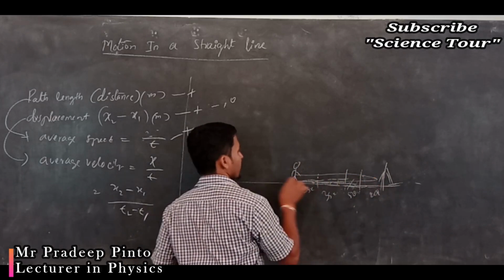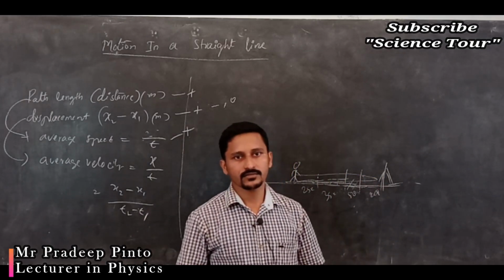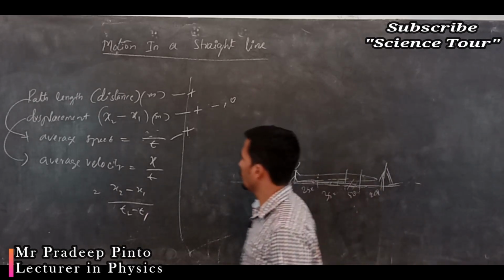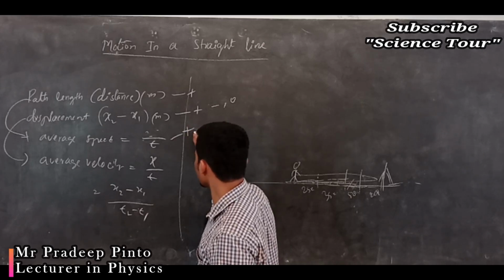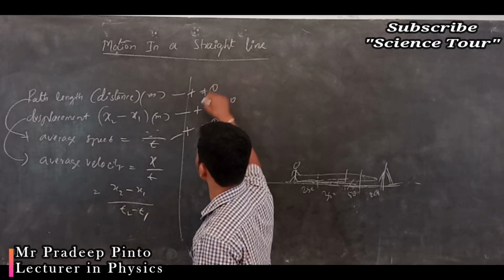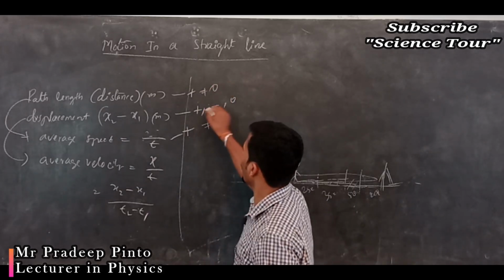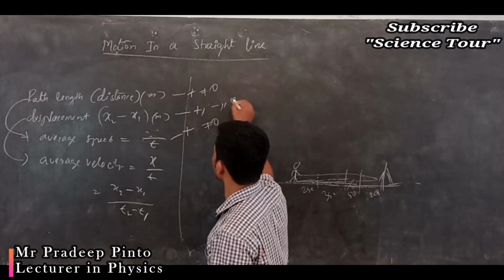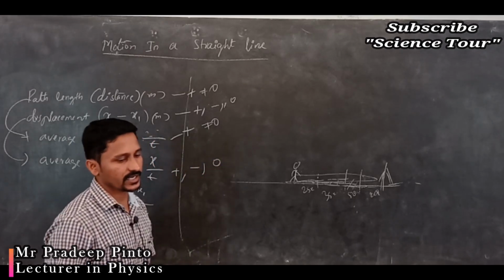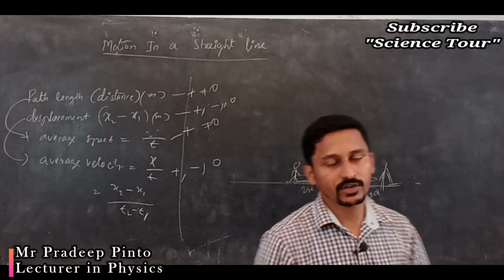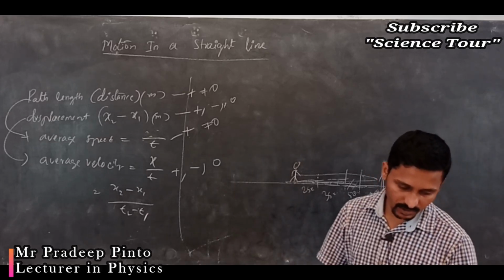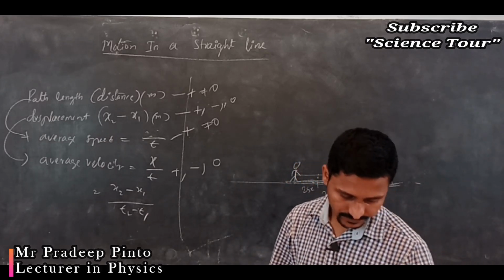If this person goes somewhere and comes back to the initial point, what is the displacement? Displacement is 0, so there is no velocity. Average speed is positive, it is not at all going to become 0. If the object is moving, path length is not at all going to become 0, whereas displacement may be positive, negative or 0. Similarly, average velocity may be positive, negative or 0. There are cases where velocity becomes 0, and velocity changes only when the object changes its direction.